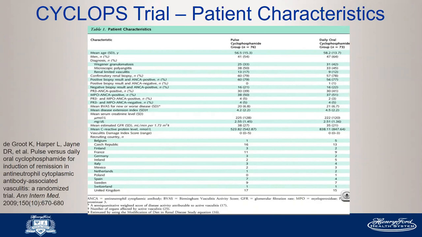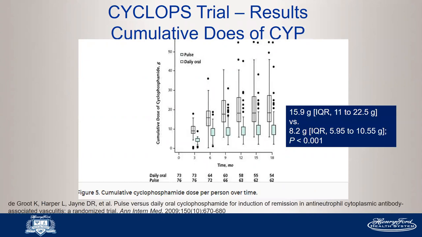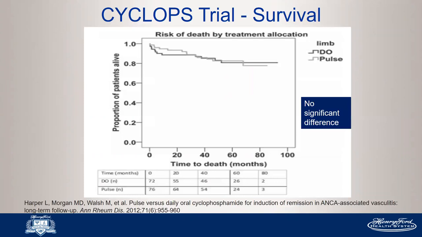So time to remission, as you can see here, there's no difference between oral and the pulse dose. With the cumulative doses, the pulse dose group received much less, almost half the amount of the oral dose cyclophosphamide. And this was clinically significant. The white bar up there is oral, and the green is the IV. The pulse dose patients got much lower doses, almost half of what the oral dose patients did. Survival, again, no difference between the two groups.